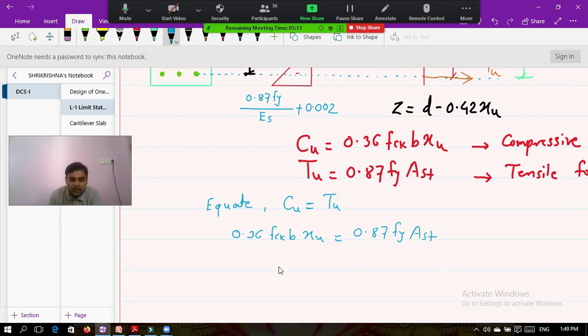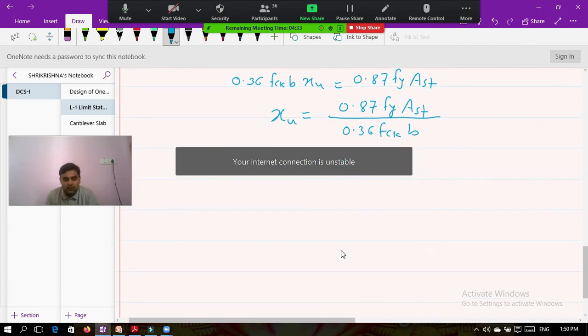Now if I keep xu on this side and send all the other terms to the other side, then xu is equal to 0.87 fy Ast divided by 0.36 fck b. This is the formula to calculate xu. Xu means the depth of the neutral axis. Xu max means the maximum depth of the neutral axis.